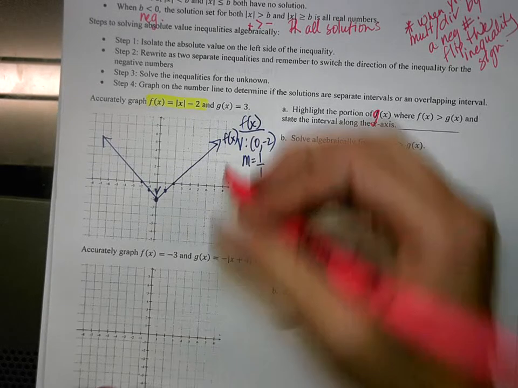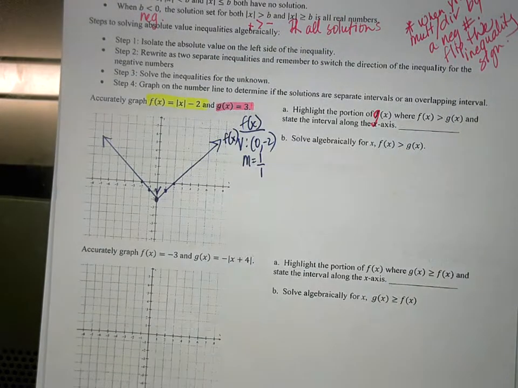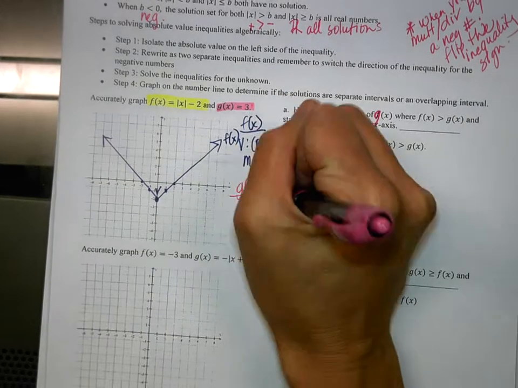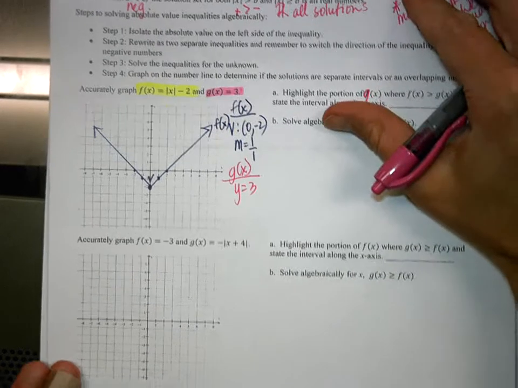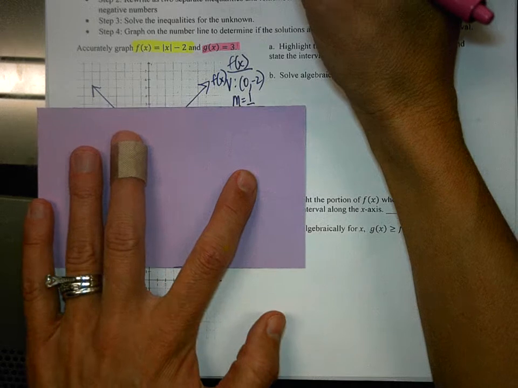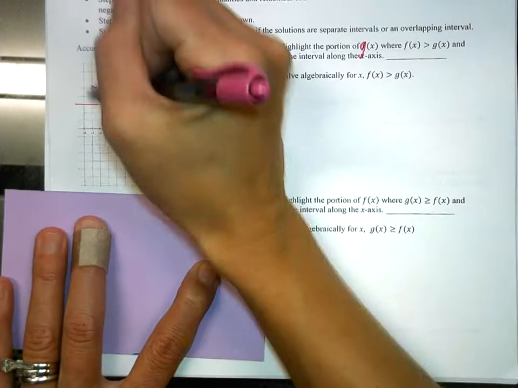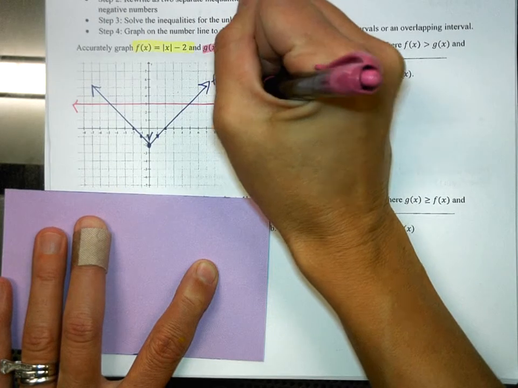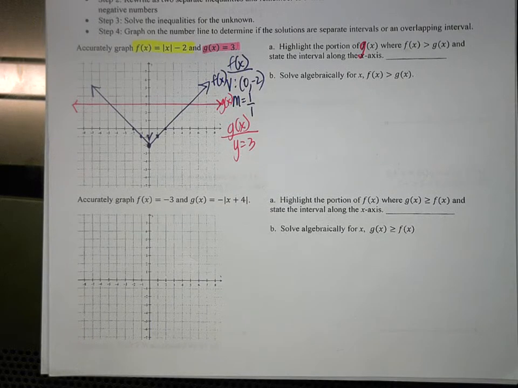Next we have g of x. And my g of x equation is what? y equals 3. So we just go up to positive 3 on our y-axis, and we are going to draw our line. Also label that as g of x. Any questions to this point?